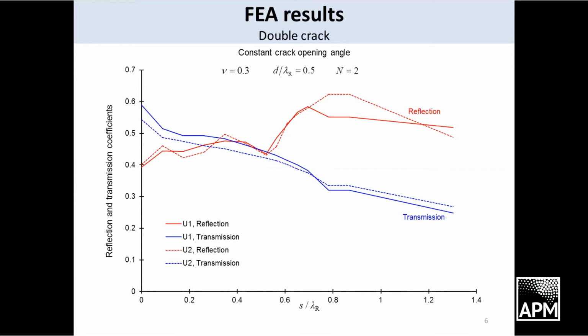This, in some sense, disappointing result indicates that a double crack is worse than a single one as a seismic barrier. And the natural question is whether there is any sense in constructing a periodic array of similar cracks.